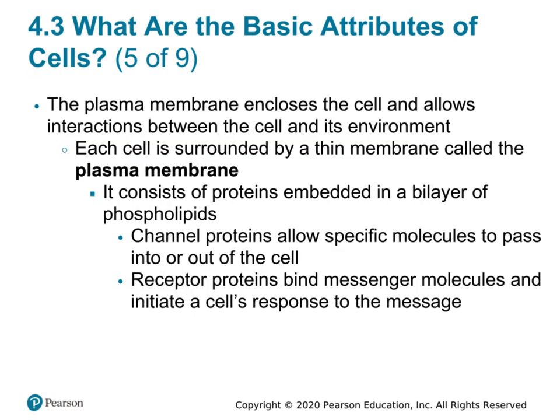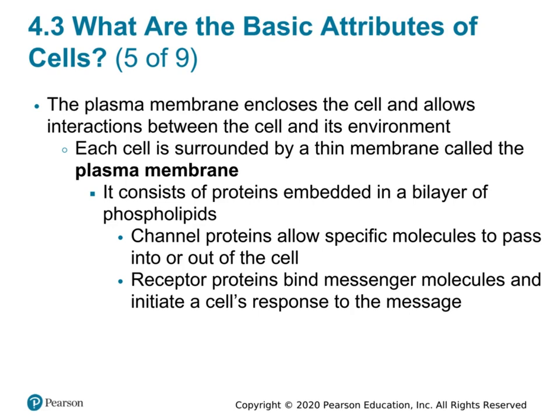Okay, let's look at the basic attributes of cells. You have the plasma membrane that encloses the cell and allows interactions between the cell and its environment. Another name for the plasma membrane is the cell membrane. And it's a pretty thin membrane, but it does have two layers. It's known as a phospholipid bilayer, meaning it's made up of two layers of phospholipids. There's also proteins embedded in this bilayer.